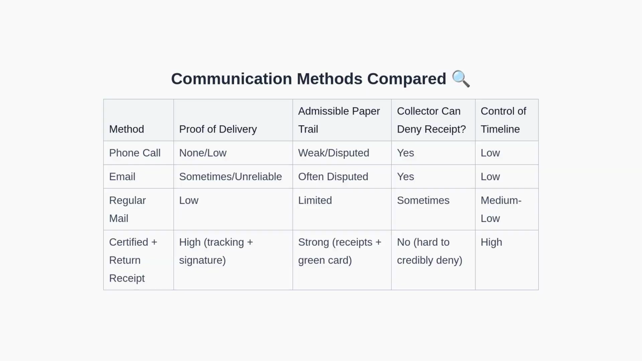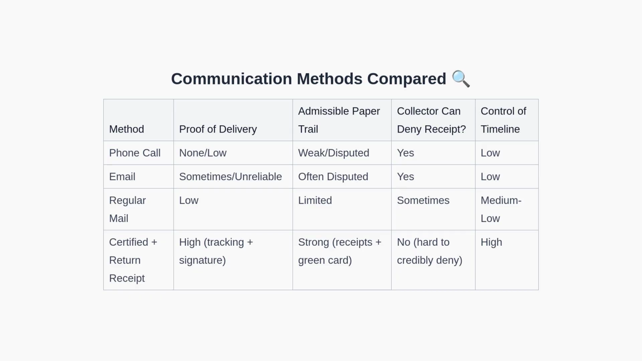This table contrasts phone, email, regular mail, and certified mail with return receipt. Phone calls provide almost no provable record. Emails are frequently disputed or ignored. Regular mail offers limited proof of receipt. Certified mail with return receipt provides a strong, admissible paper trail with tracking and a signature, making it difficult for collectors to deny receipt and allowing you to control the timeline.